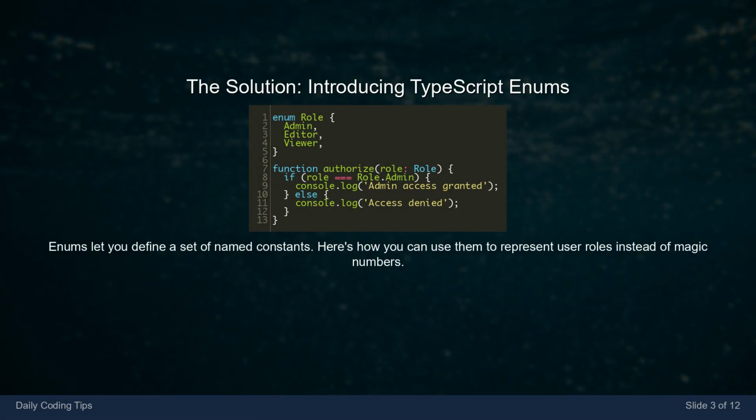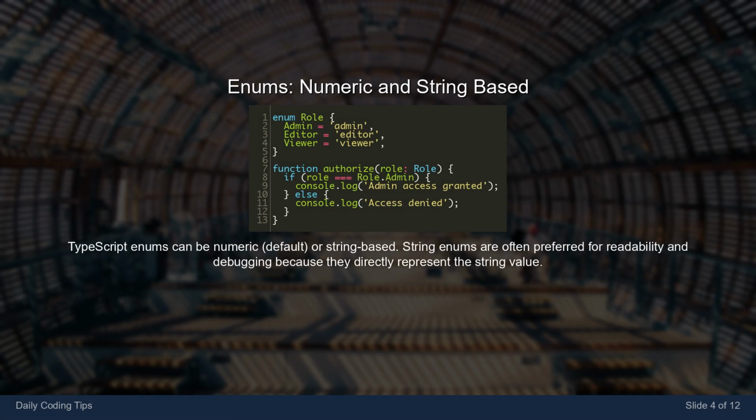Enums let you define a set of named constants. Here's how you can use them to represent user roles instead of magic numbers. TypeScript enums can be numeric, default, or string-based. String enums are often preferred for readability and debugging because they directly represent the string value.